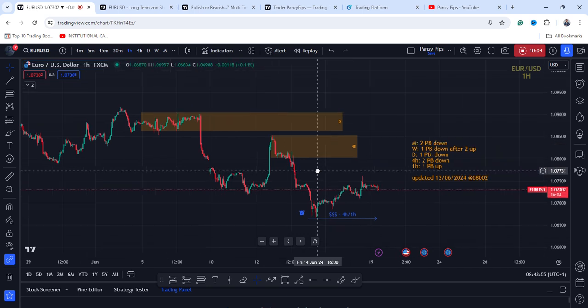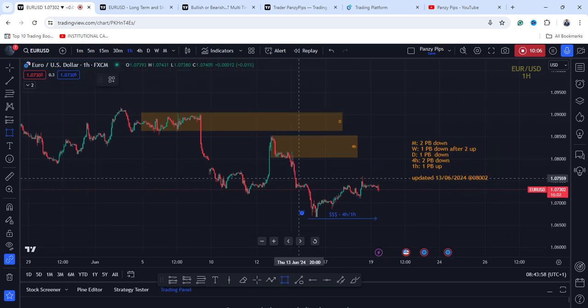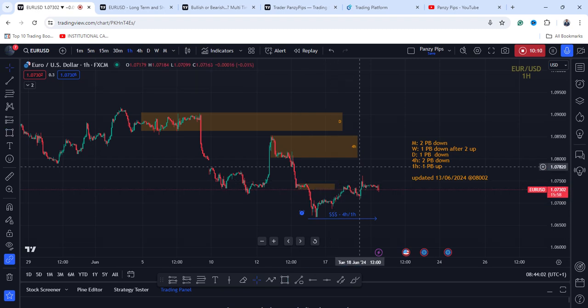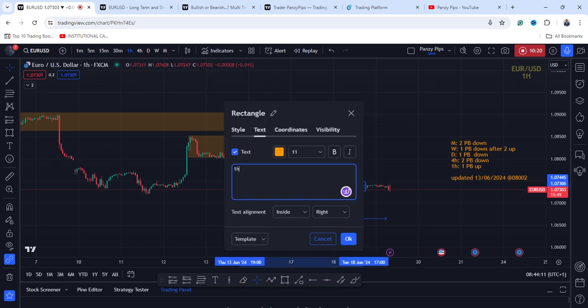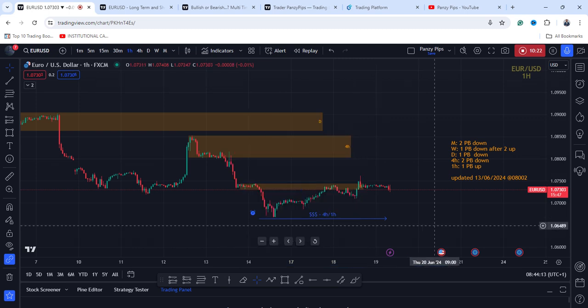On the 1 hour, the bearish hope of the 1 hour was blown away with this close above this zone. I'll just put this here on the 1 hour, so you see where I'm coming from.